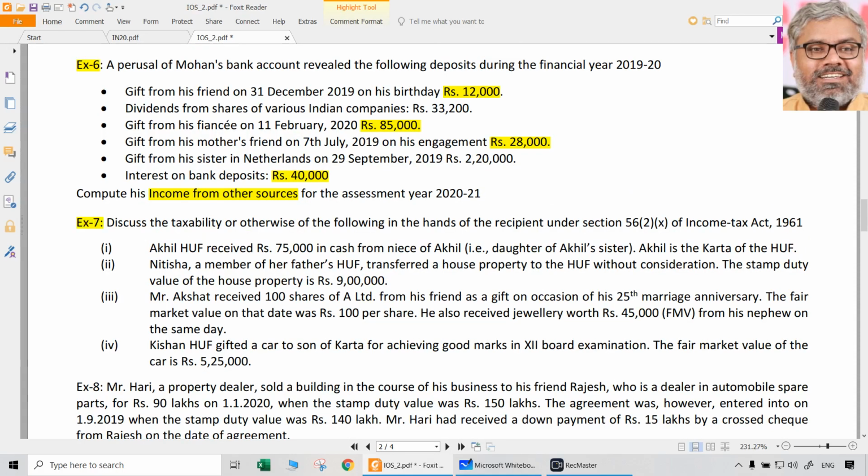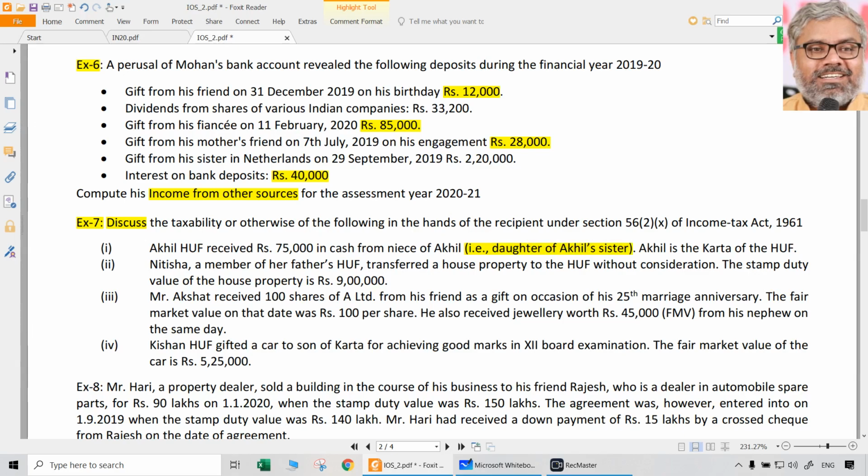Now let us move on to exercise number 7. Once again, discuss. It's not about any computation much. See, such types of questions can very well be expected. Discuss the taxability or otherwise of the following in the hands of the recipient under 56(2)(x) of the Income Tax Act, which means gift. First question: Akhil HUF received 75,000 rupees in cash from the niece of Akhil, the daughter of Akhil's sister. And Akhil is the Karta of the HUF.